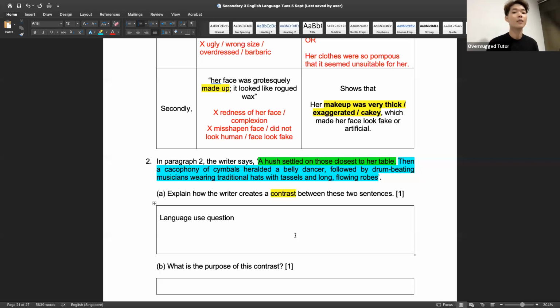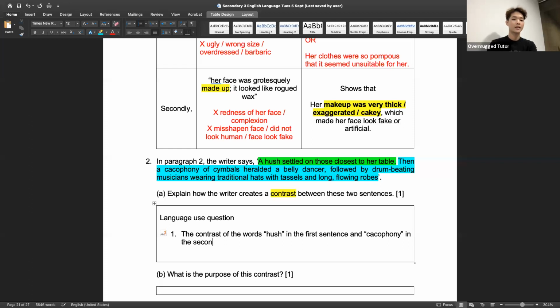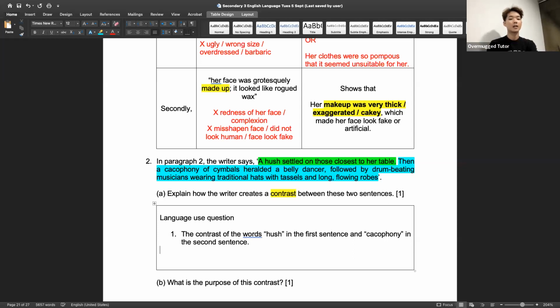Volume as in the length, is it? No. The sound. Okay. One is harsh, one is a cacophony, right? Yes, correct. So there are two answers to this. One of them is, yes, number 1: the contrast of the words harsh in the first sentence and cacophony in the second sentence. Okay, so that is one of the answers.